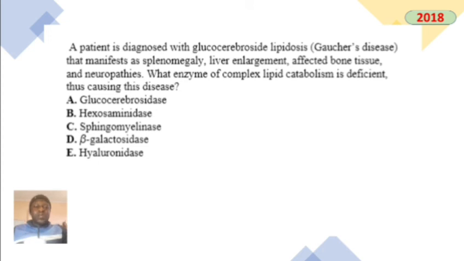A patient is diagnosed with glucocerebrosidase deficiency, that's Gaucher's disease, right? Another buzzword they can say is lipid-laden macrophage, or they can say crumpled paper, right? Those are the two buzzwords which they usually say, crumpled paper or fat-laden macrophages. Okay, let me continue reading. It manifests as splenomegaly, liver enlargement, affects bone tissue and neuropathies. What enzyme of complex lipid catabolism is deficient, thus causing this disease?